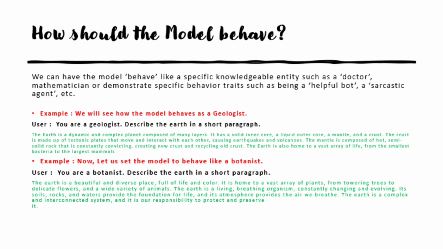Here you will get it in a natural, botanic form, like a beautiful and diverse place full of color, vast plants and those. You can see the difference between this paragraph and this paragraph. The AI is behaving as a different role; role change is happening. We call this expert persona. So this is the concept of how a model should behave.